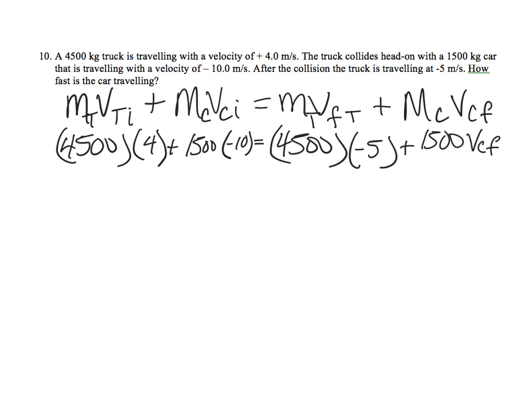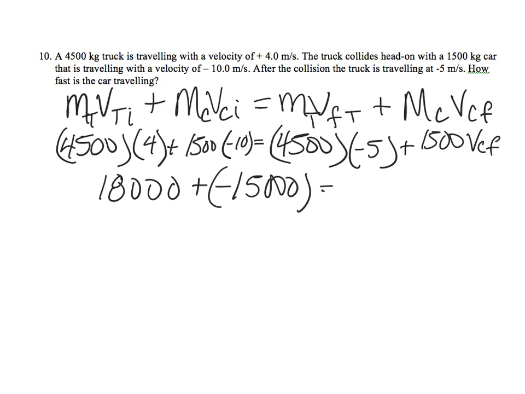All right, so this is very similar to question 9. So if you did that one, you should be doing fine on this one. So first thing is to simplify everything down and multiply all these numbers. So 4,500 times 4 is 18,000. Plus 1,500 times negative 10 is negative 15,000. Equals 4,500 times negative 5, which is negative 22,500. And then we leave the last part alone because we only have one of the numbers, right?